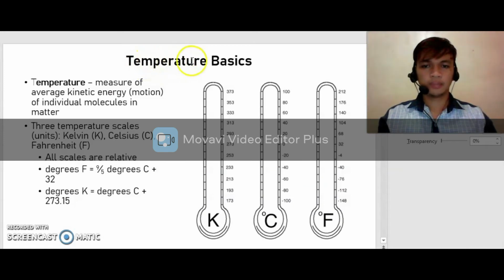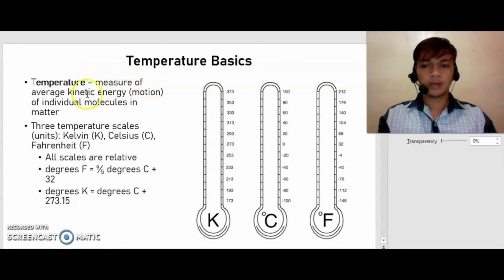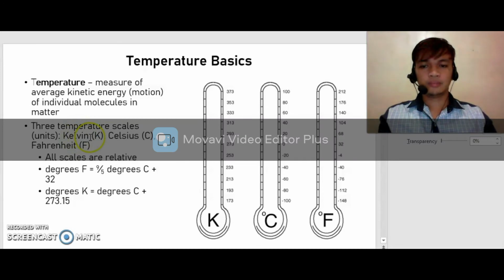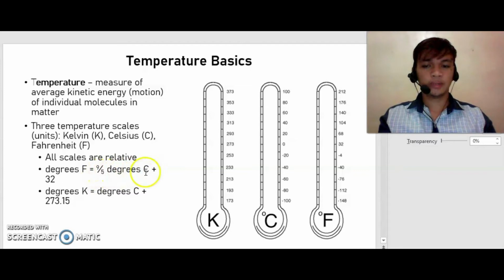We have here temperature basics. Temperature is a measure of the average kinetic energy, that is, the motion of individual molecules in matter. So 3 temperature scales units that we are using. We have Kelvin, Celsius, and Fahrenheit. All scales are relative. For example, degrees Fahrenheit is equal to 9/5 degrees Celsius plus 32.